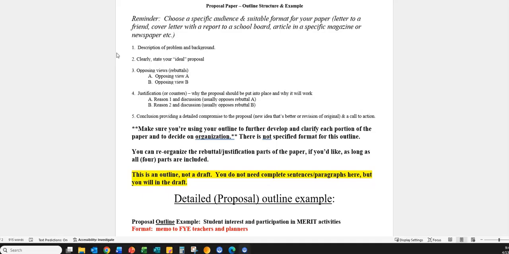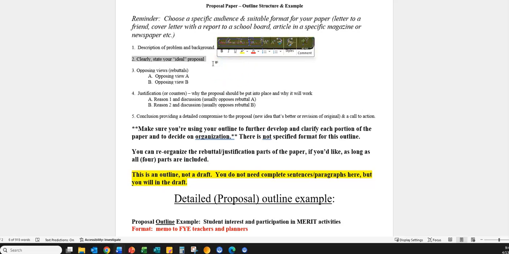Of course, you're going to have all that in the actual draft, but this is just making sure that there is a placeholder for everything that you're going to use in your paper, and it's in the place you want it to be. That helps you avoid repetition, helps you keep from missing out on things, and so forth. So we're going to first of all describe our problem. Then we're going to focus on our ideal proposal.